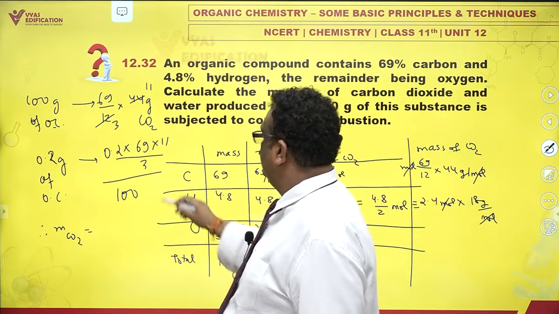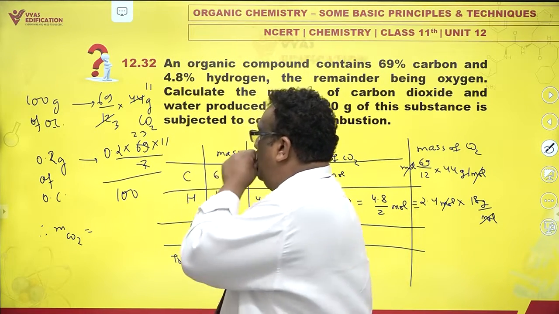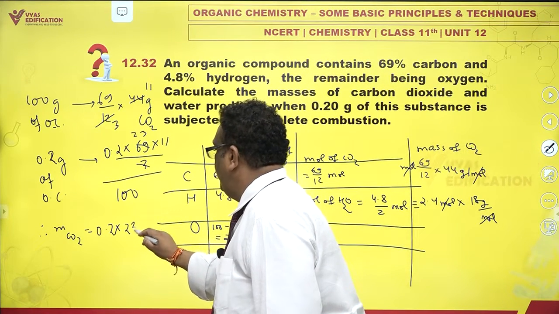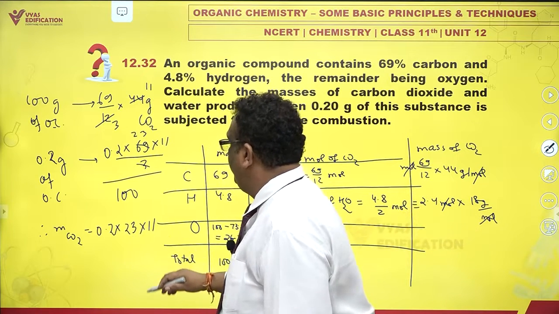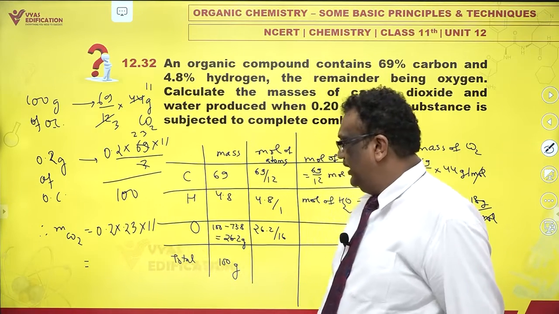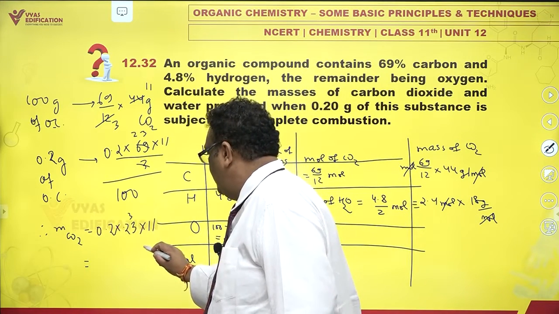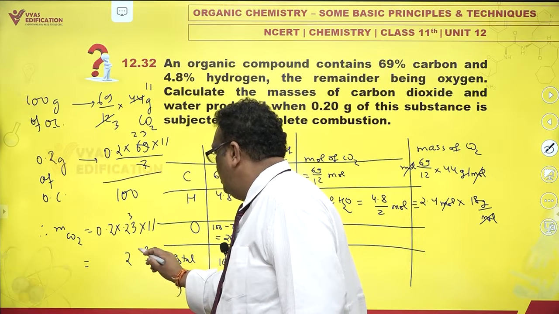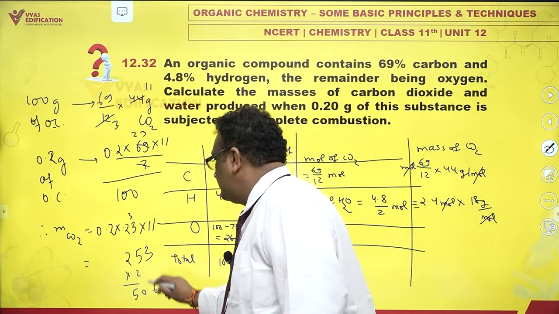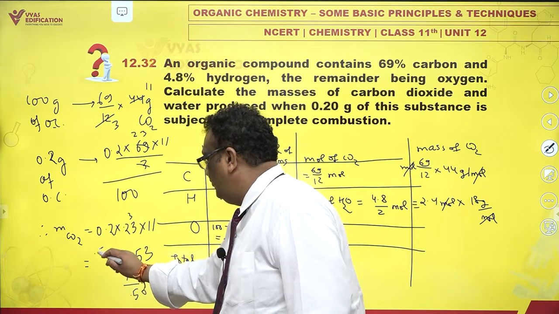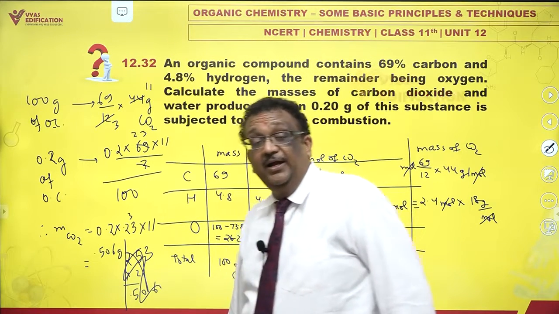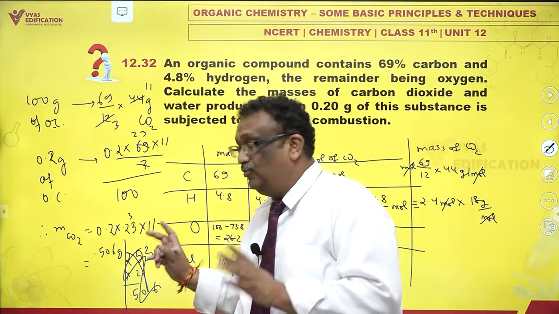let's look at this. This is 0.2 into 23 into 11 by 100. That makes it 0.23. Whatever this multiplication comes out to be, we can quickly do that. How much is 11 times 23? 3 11s are 33, 11 twos are 22, and 23 into 2 is 46. This is 506, with 3 decimals. I get 0.506 grams. This is just calculation, I just strike it out. I get 0.506 grams of CO2.